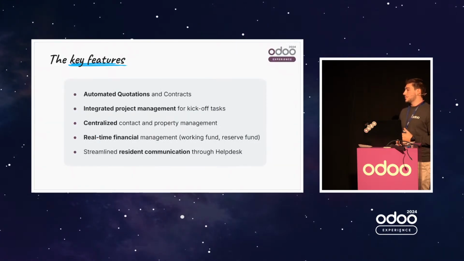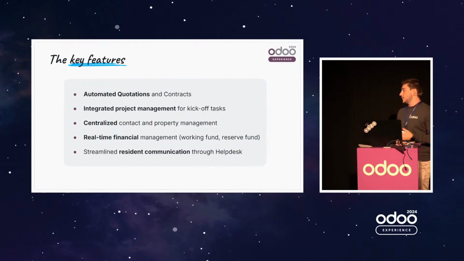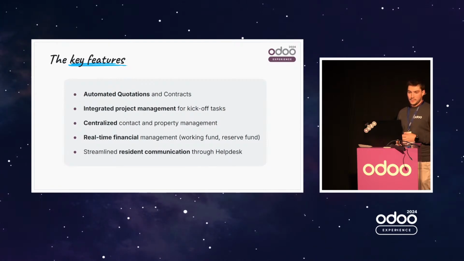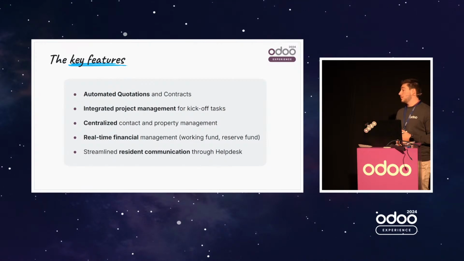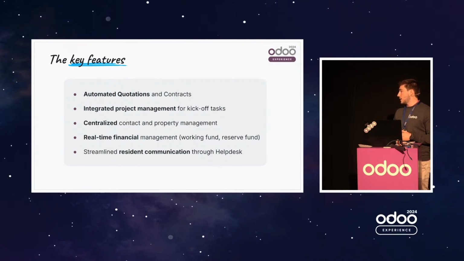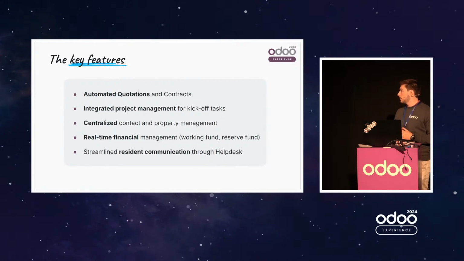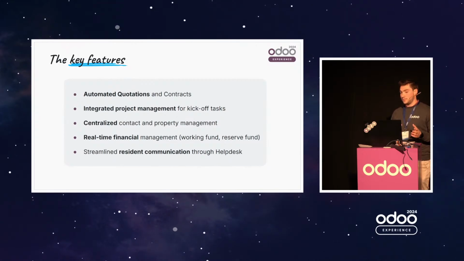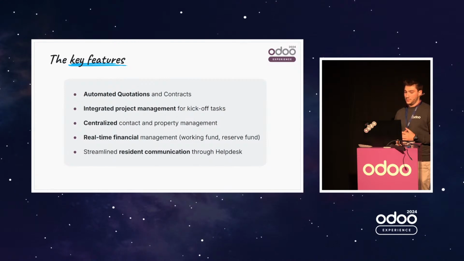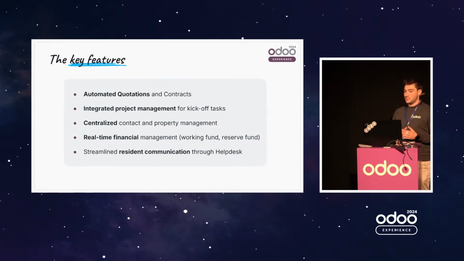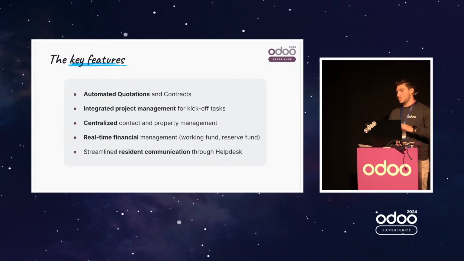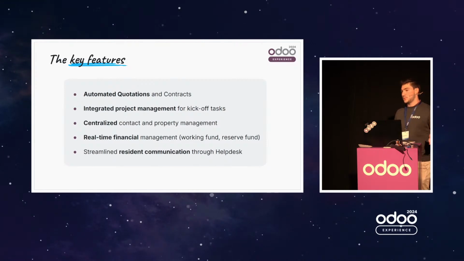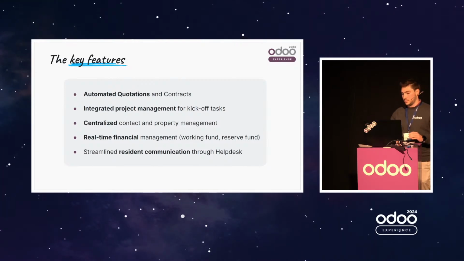So the key features of this module are, first, automated quotations and contracts that we will be able to very quickly send to owner associations. Also, integrated project management for kickoff tasks and things like that. A centralized contact and property management tool. Also real-time financial management with the working fund and reserve funds, with the accounting application of Odoo, and streamlined resident communication through the Helpdesk application. So we really use all those applications that might already exist in Odoo, but we also customized some of those for your specific sector.